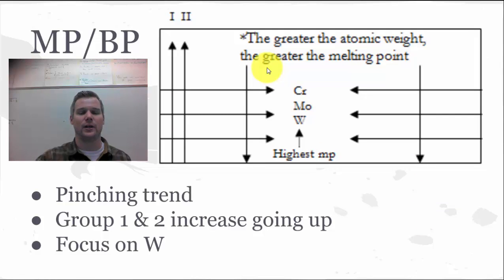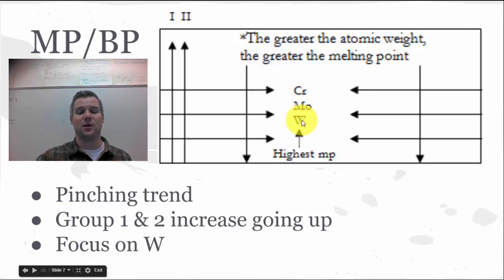And then finally, melting point and boiling point. These again are both pinching trends. Now this is a little different. As you go in towards the middle, again, the values are going to get higher. So for melting point, they'll focus on tungsten. Tungsten's the highest. Chromium and molybdenum are also high. So as you go down the family, they're the highest, but tungsten's the highest of them all.